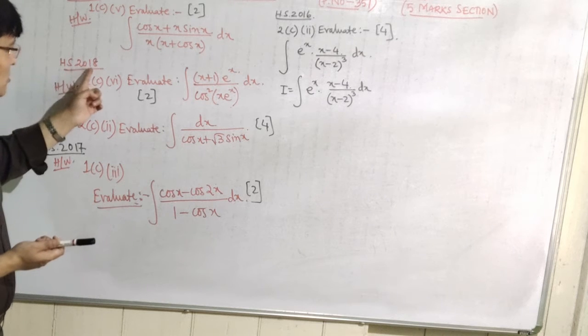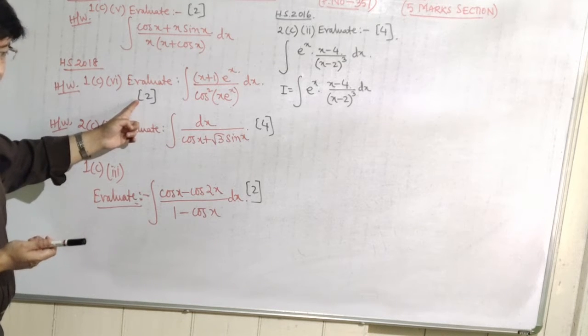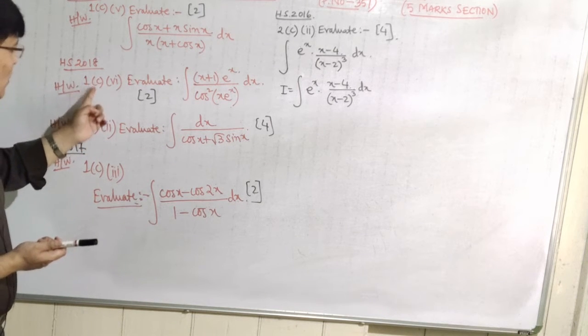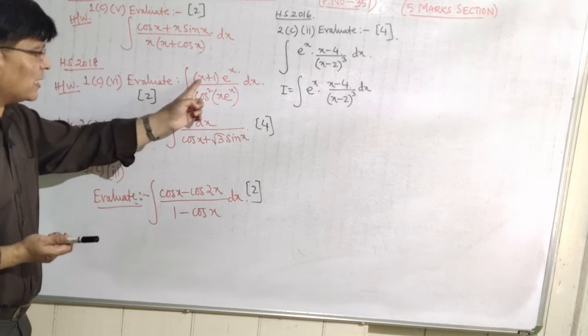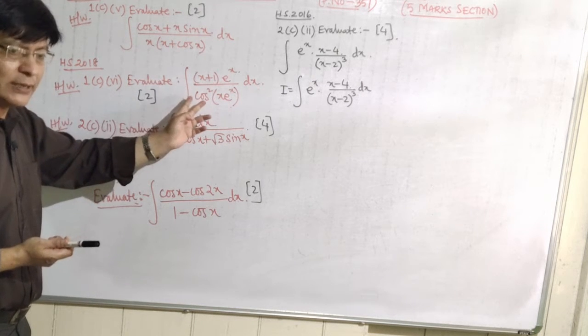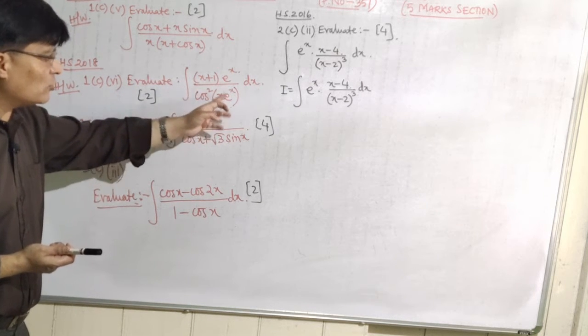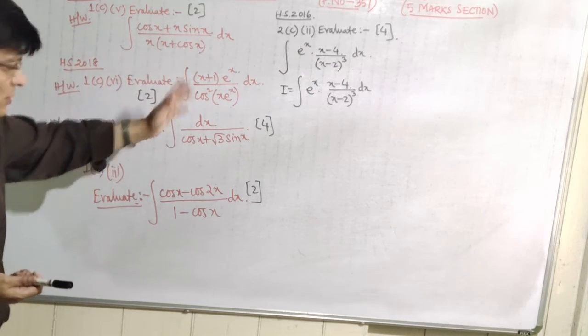This is from HS 2018. This also carries 2 marks. This is also your homework. 1C number 6. Evaluate the integral of ((x + 1) e^x) / (cos^2(x e^x)) dx. This is your homework, right?